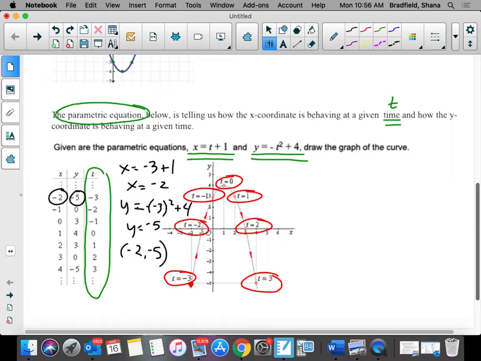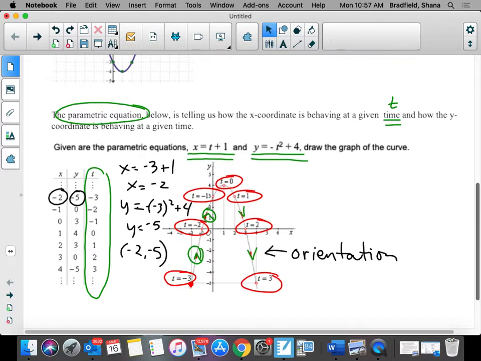The other thing you see here, these are actually arrows, okay? And it's showing us the direction of what's happening as time increases. So when we first started at t equals -3, you can see the direction of the graph. Those little arrows are telling me that the next value is when t was at -2, and so forth. So that's what's called the orientation of the graph. These arrows are the orientation, just telling me what direction it's going.